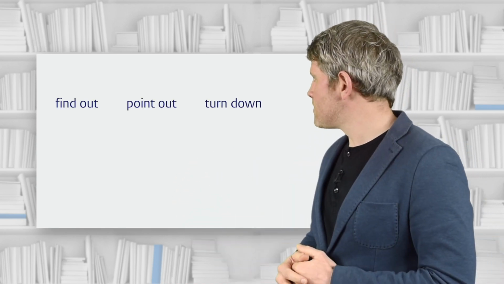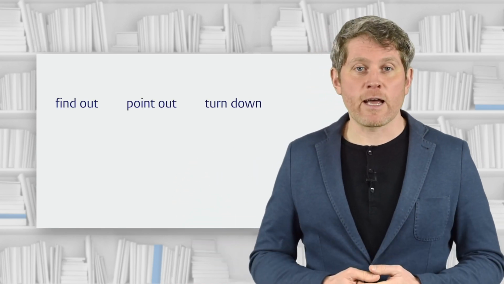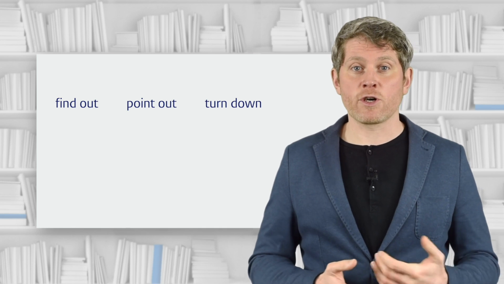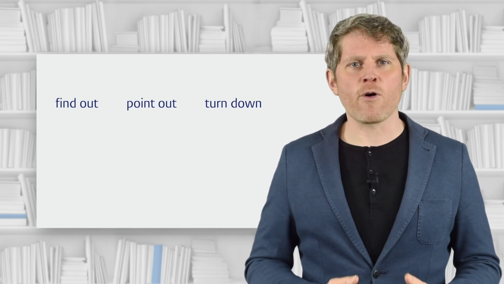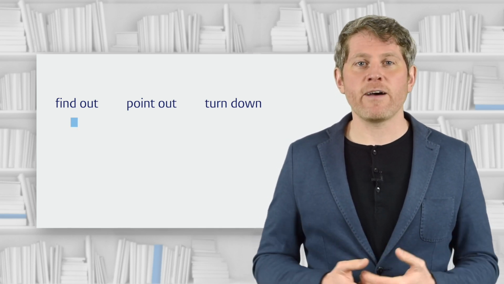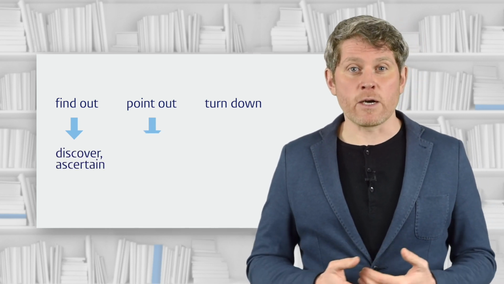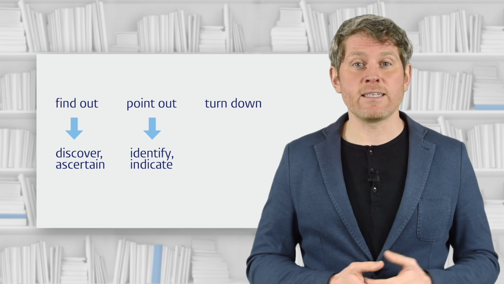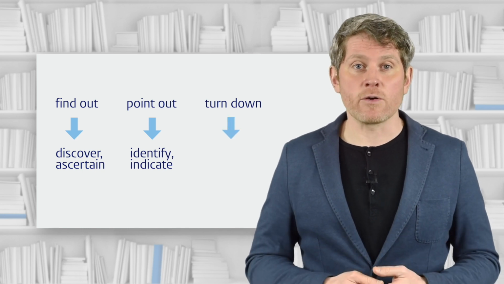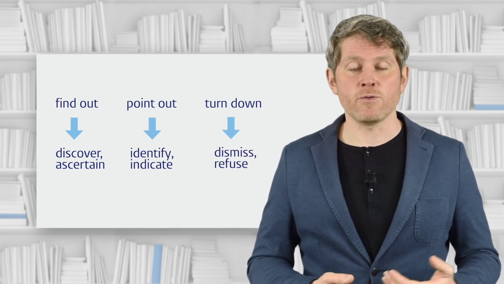Many commonly used phrasal verbs also have an academic equivalent. Let's look at these phrasal verbs, for example. To find out, to point out, or to turn down. In a more formal academic context, to find out can be to discover or to ascertain. To point out could be to identify or to indicate. To turn down could be to dismiss or to refuse.